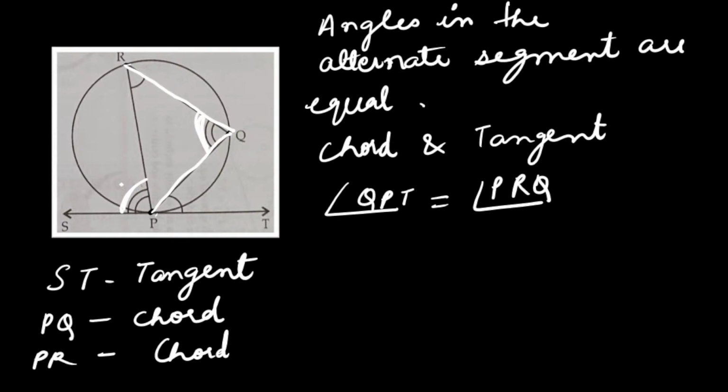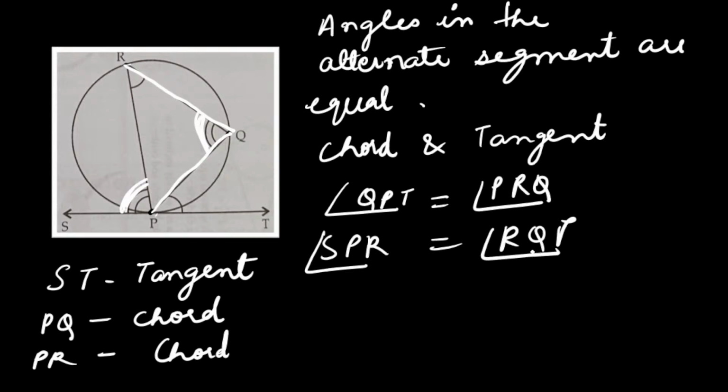So here, angle SPR is equal to angle RQP. These two angles are equal. So if this is 30 degrees, this is also equal to 30 degrees. This property we will use while solving questions. There are a few other properties as well, and while doing questions, I'll be explaining those properties.